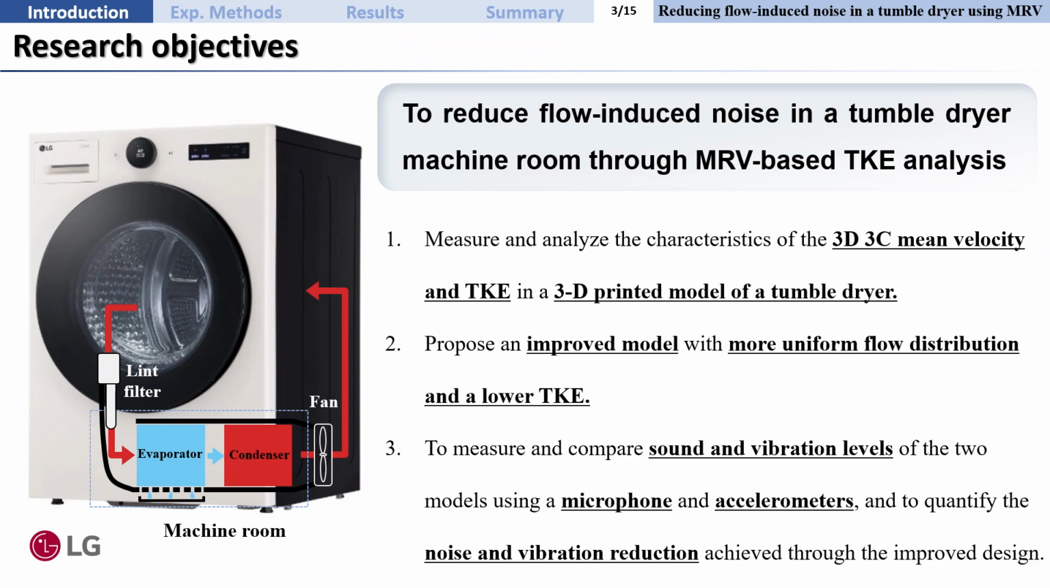Okay. The objective is to reduce flow-induced noise in the tumble dryer machine room through MRV-based TKE analysis. First, we aim to measure and analyze the characteristics of the 3D 3C mean velocity and TKE in a 3D printed model of a tumble dryer. And we aim to propose an improved model with more uniform flow distribution and lower TKE. And finally, we aim to measure and compare sound and vibration levels of the two models, and to quantify the noise and vibration reduction achieved through the structural modifications.